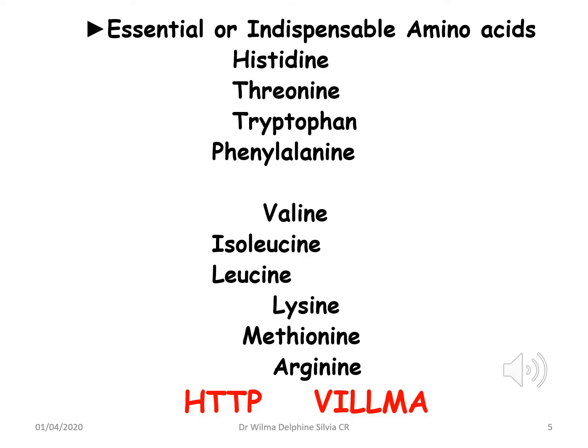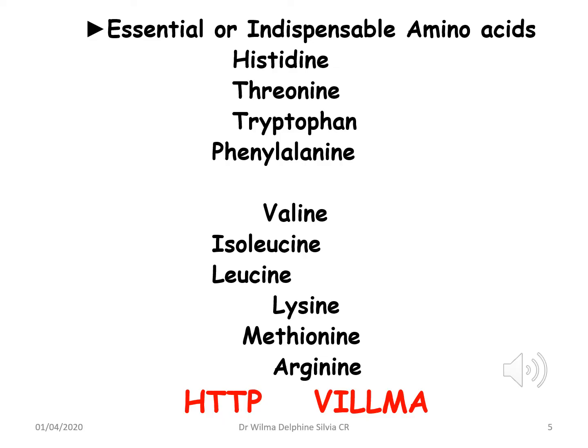There are 20 amino acids which are commonly found as constituents of mammalian proteins. Out of these 20 amino acids, there are 10 essential amino acids which are also known as indispensable amino acids. They are histidine, threonine, tryptophan, phenylalanine, valine, isoleucine, leucine, lysine, methionine and arginine. So easy to remember it as HTP Wilma.